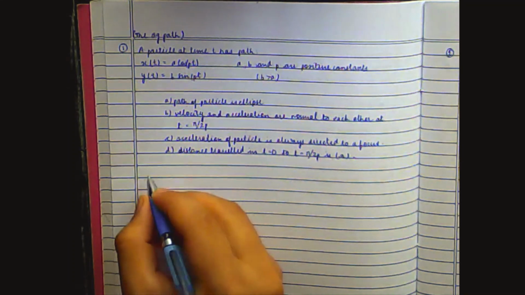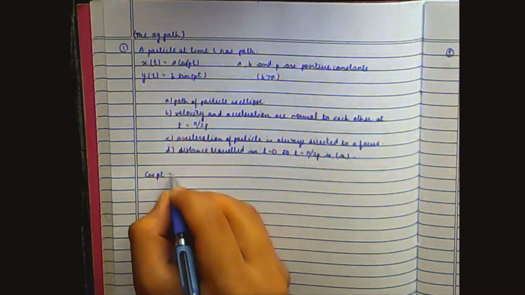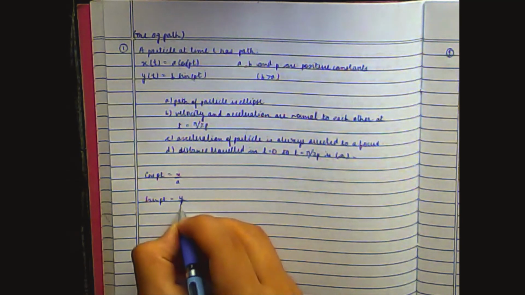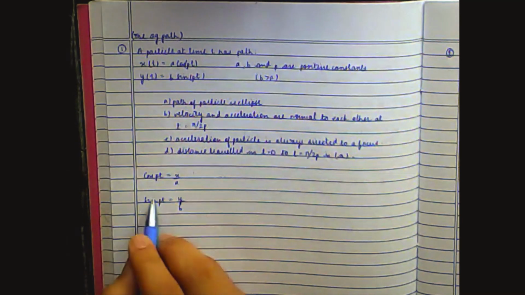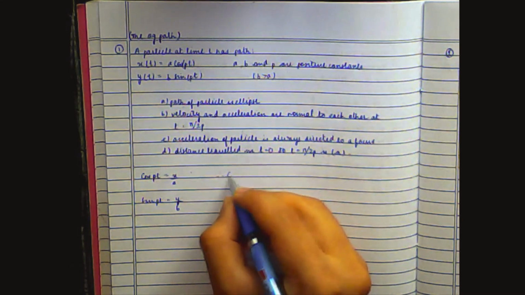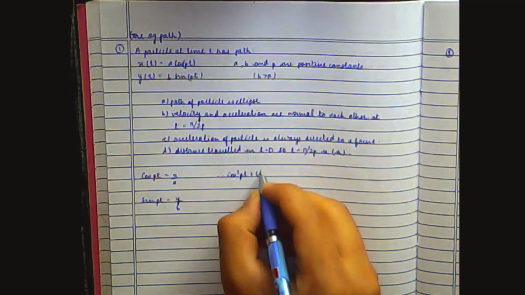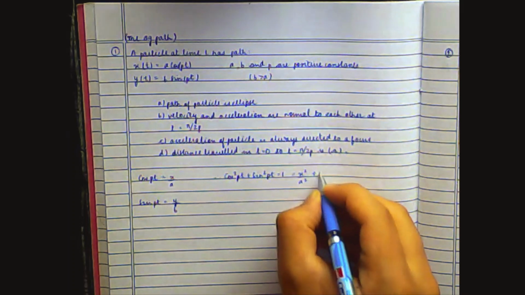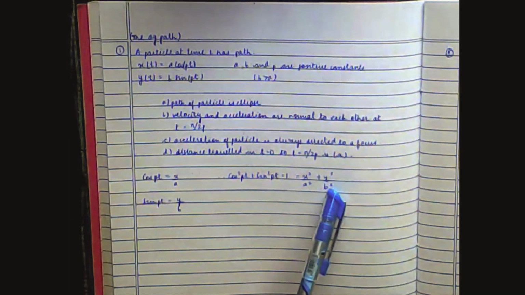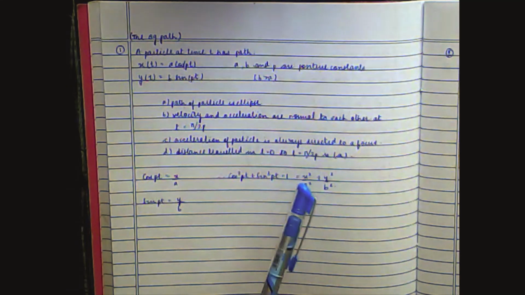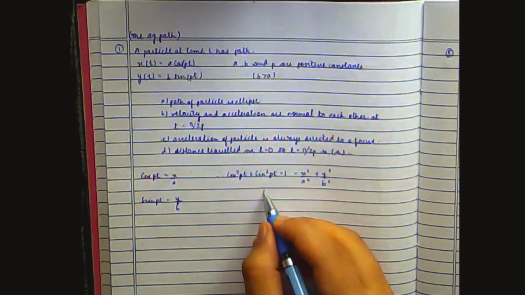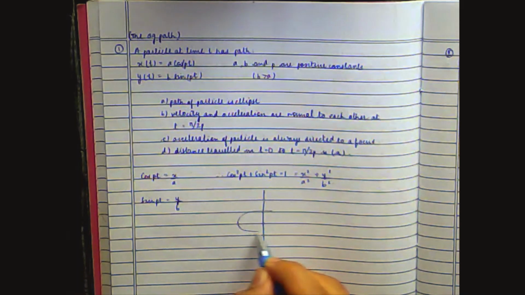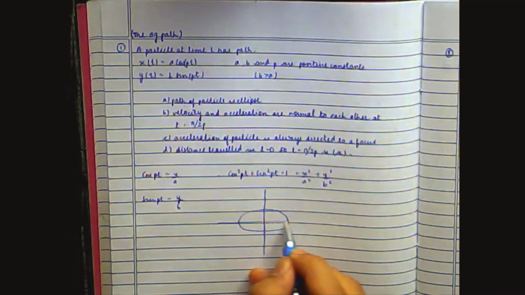So from here we can write that cos pt equals x by a and sin pt equals y by b, and you square it and you add it to each other, then it'll be cos square pt plus sin square pt, which is 1, equals x square by a square plus y square by b square. So this is clearly an elliptical path, with the equation, and so we're just going to draw it. Let this be an ellipse. It's not a perfect ellipse, but it works.